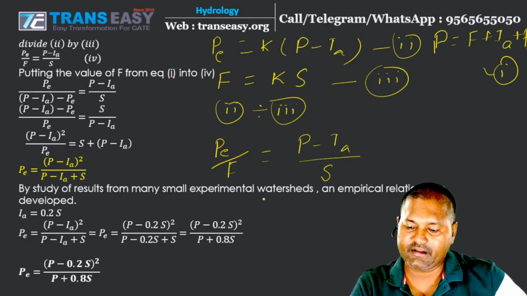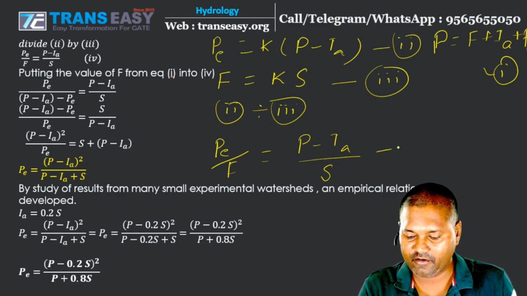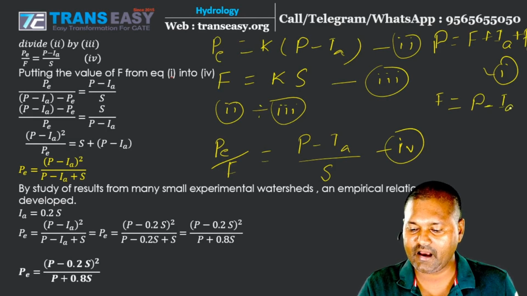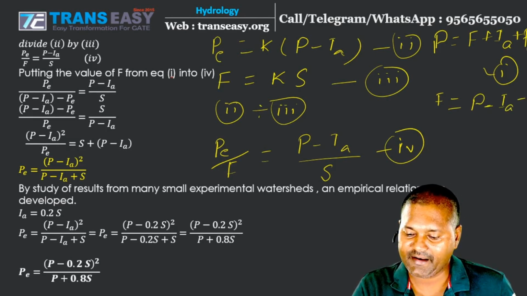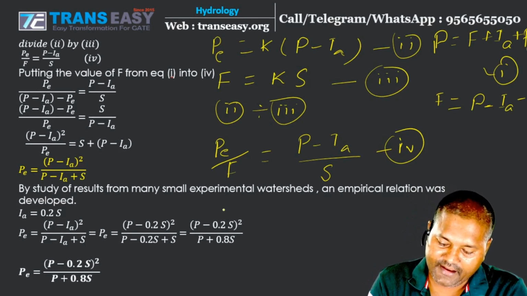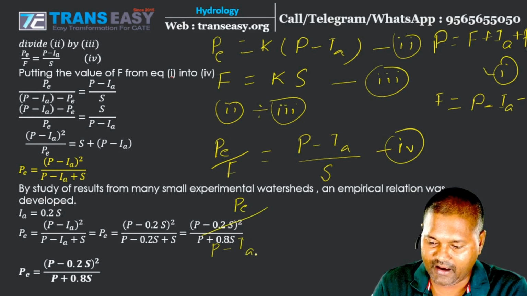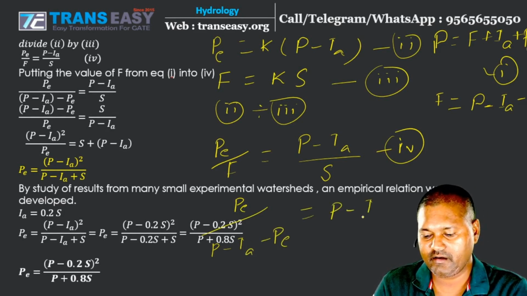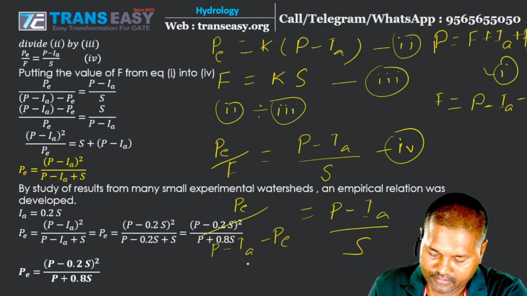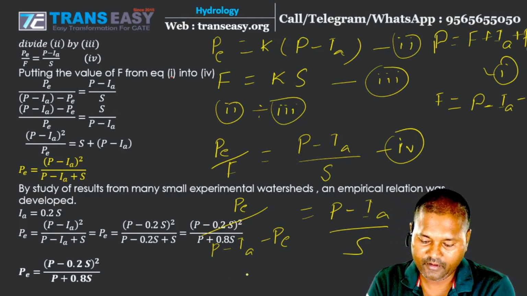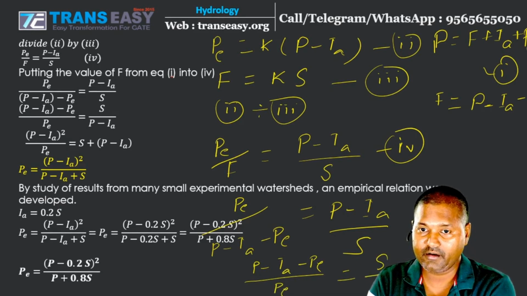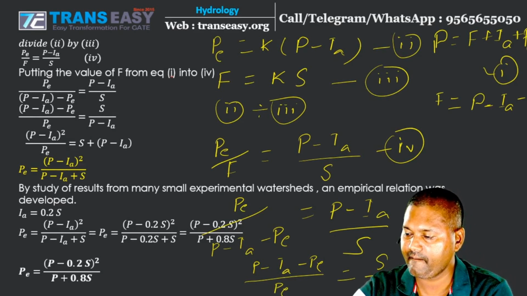Now what do you have to do? Put the value of F from equation 1 in equation 4. This is equation 4. The value of F from equation 1 is P minus IA minus PE. Done. So what will happen? PE upon (P minus IA minus PE) is equal to (P minus IA) upon S. Take the inverse on both sides. So (P minus IA minus PE) upon PE is equal to S upon (P minus IA).